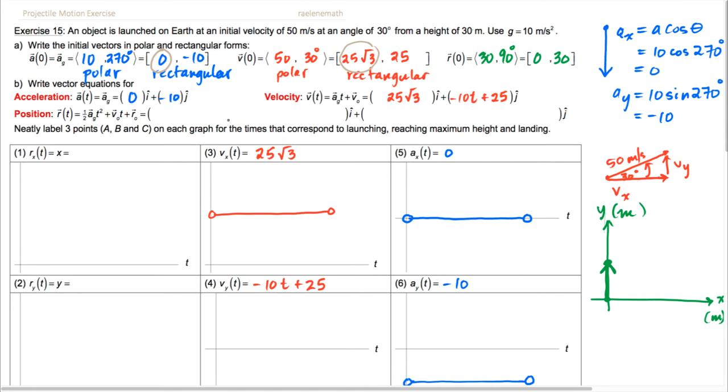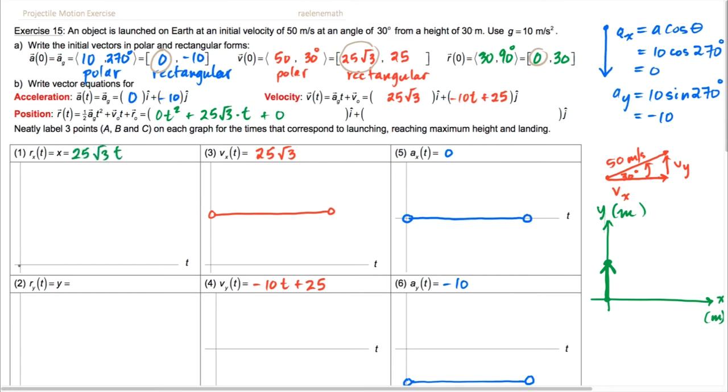So we're going to use all of those pieces of information here to work out the x component of the position vector. So we're going to have 1/2 times the acceleration for x, which is 0, plus the initial velocity for x, which is 25 root 3 multiplied by t, and then plus the initial x position. And so all of that together just gives us a linear equation. We're going to get 0t squared plus 25 root 3 times t, and then plus 0. And so we're going to get the linear equation 25 root 3t.